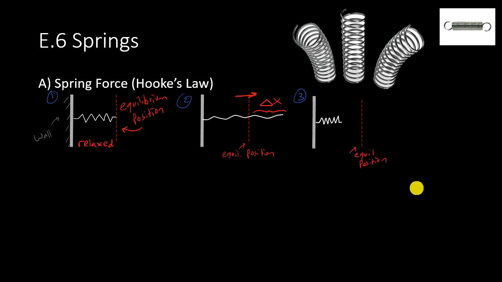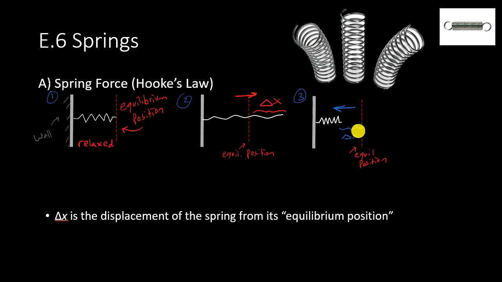Likewise, if instead of stretching the spring, I compressed it, so maybe I applied a force this way, I'm pushing on that spring. Well, the equilibrium position was here, whatever this distance was over here. Now that spring is some distance shorter, some delta x, again measured relative to that equilibrium spot. So this delta x is valuable. It's telling us how much that spring is either being stretched or compressed, the displacement of the spring from its equilibrium position. That's going to be important.